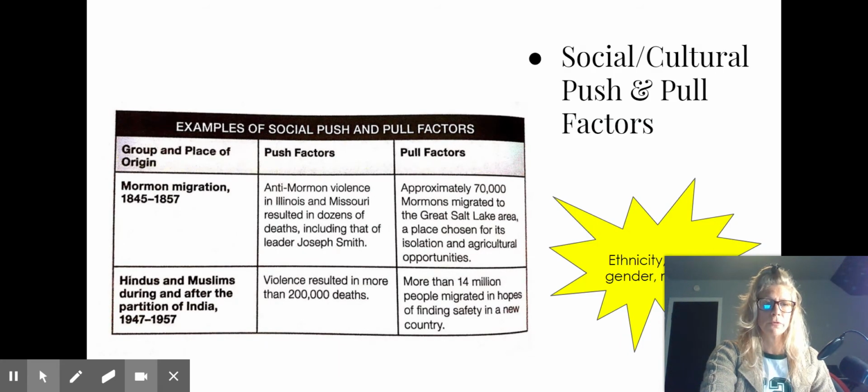Another example of push and pull factors can be associated with social or cultural causes. This example, again out of your book, revolves around the Mormon migration. Mormons originated more in the Midwest, Illinois and Missouri, and they left there because of violence. They were pulled into Utah, where at the time land was cheap and there were agricultural opportunities. That would be a pull factor.